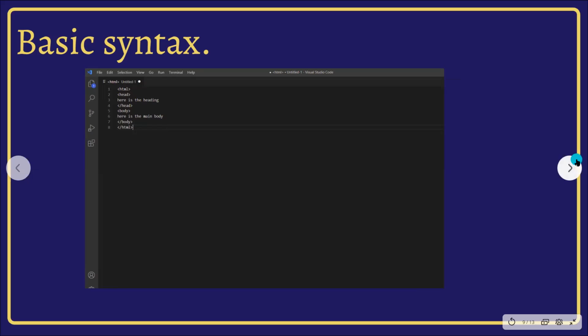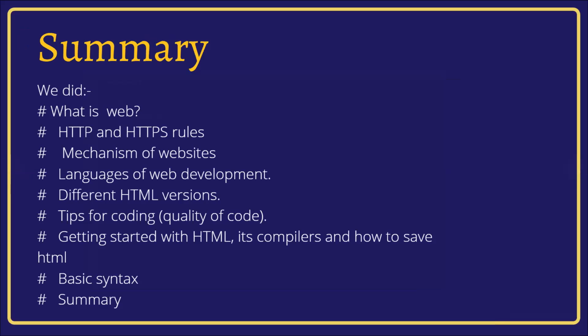The only little difference in HTML5 is the doctype HTML tag. We will also be using the meta tag in the head tag. That's the only difference.